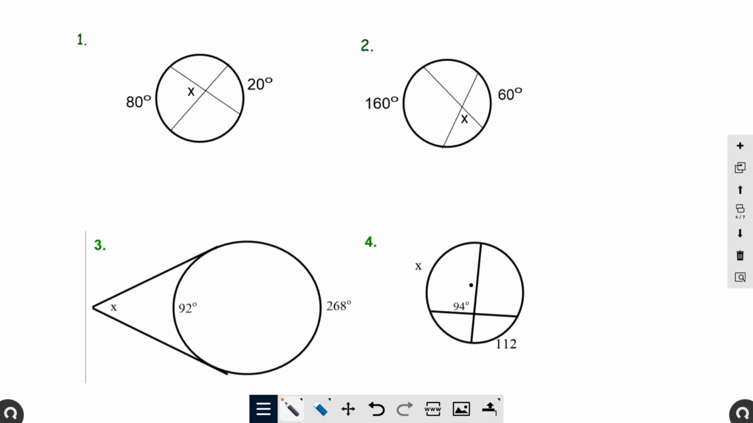Here is the first one. Now, here's what I ask myself on every single one of these questions. Where is the angle? Which one is the angle? x. And x is located where? In or out? In. So if it's located on the inside, use the equation. The angle equals 1/2 arc plus arc.